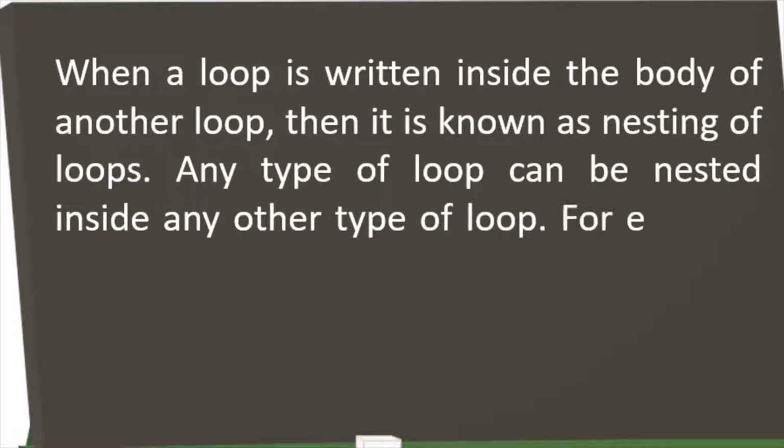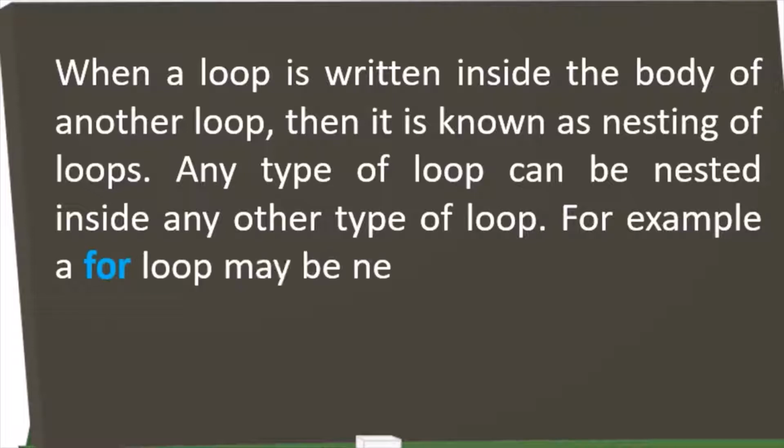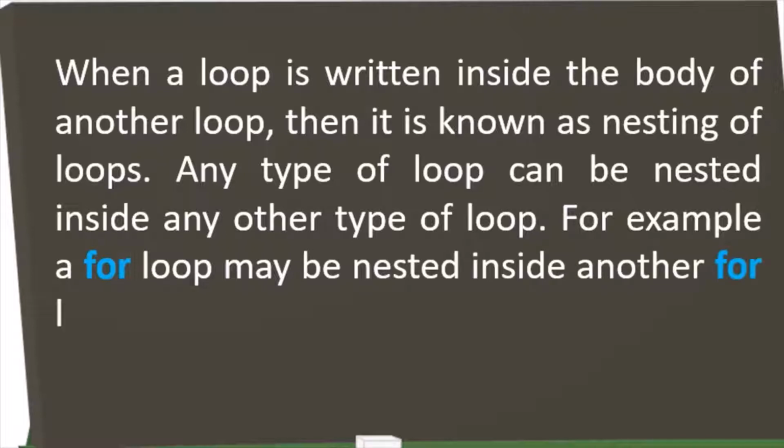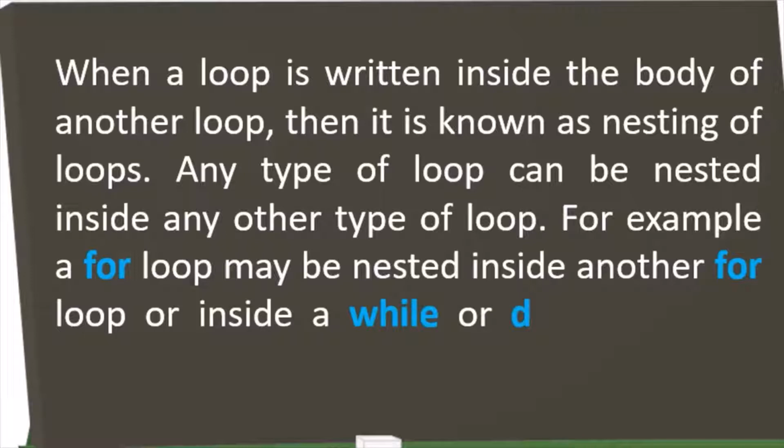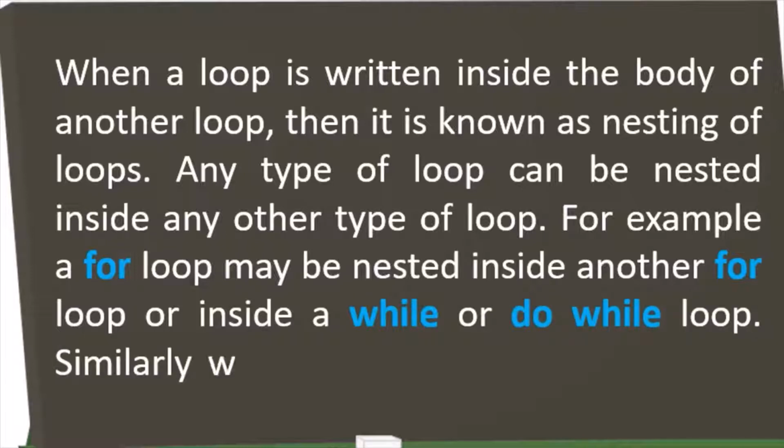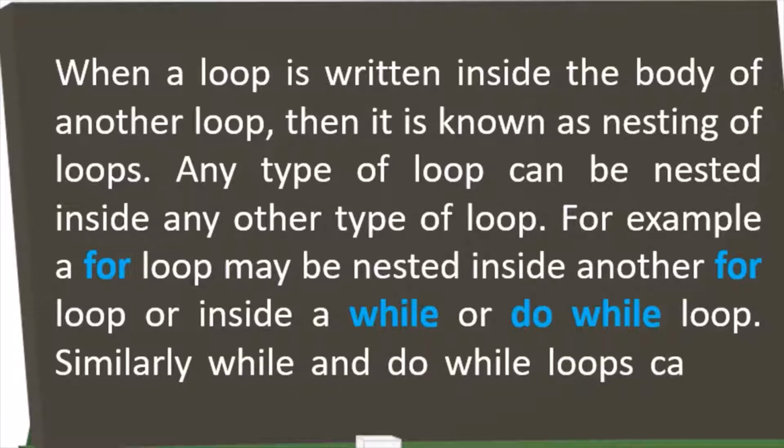For example, a for loop may be nested inside a do while loop or any other for loop. A while loop or a do while loop can be nested in another do while or while loop. Similarly, while and do while loops can be nested.